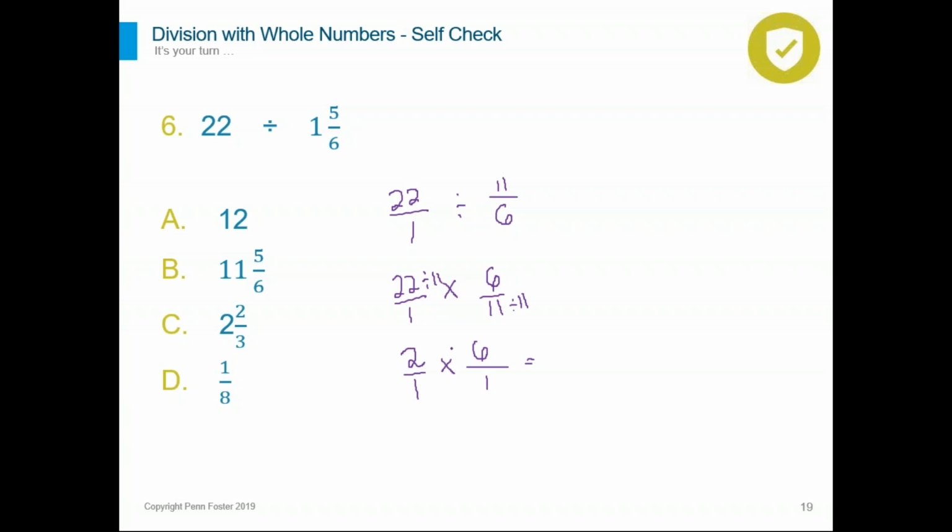Multiply across: 2 times 6 is 12. And, of course, 1 times 1 is a 1. Any number over 1 is itself. It's a whole number, 12. And, again, it's a whole number. The answer is A.